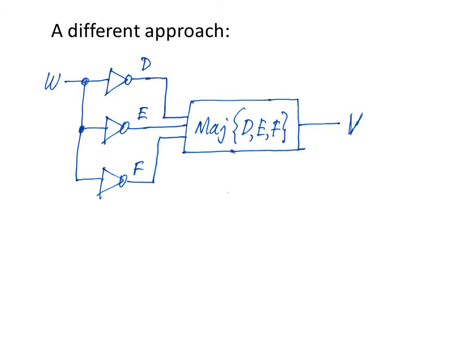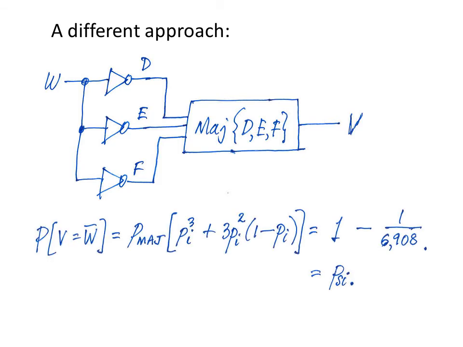Here's a different approach. Let's overcome the low reliability inverter by first designing what I will call a super inverter. It will use a majority gate to give us the correct inverted signal W naught. V is equal to W naught with probability that the 3 inverters have 2 or more of them working.